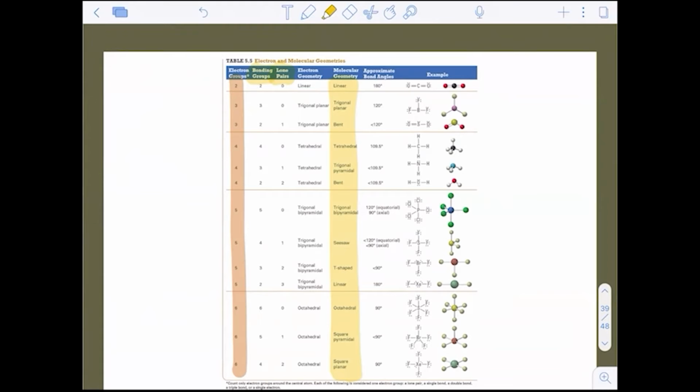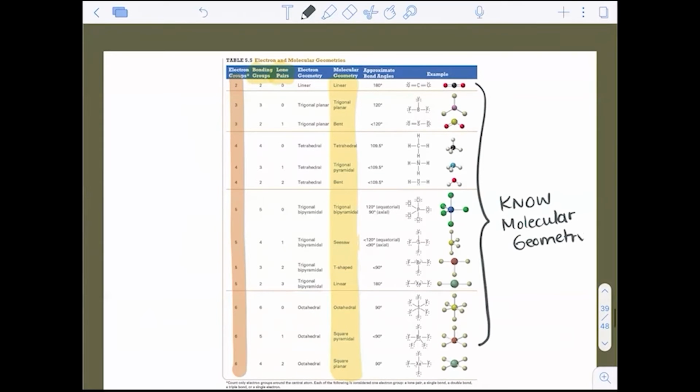Approximate bond angles are very important. Again, you'll see instead of the 107 and the 104.5, we'll just say less than 109.5 when you start getting lone pairs. That's a-okay with me. I don't need the specific number for the molecular geometry, but the general number you see here in this column is going to be important for us. Again, you do not need to know how to draw. Know only the molecular geometries and the bond angle.